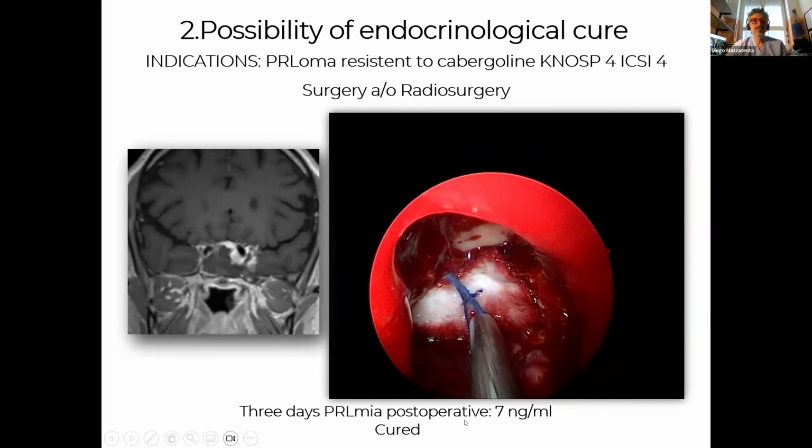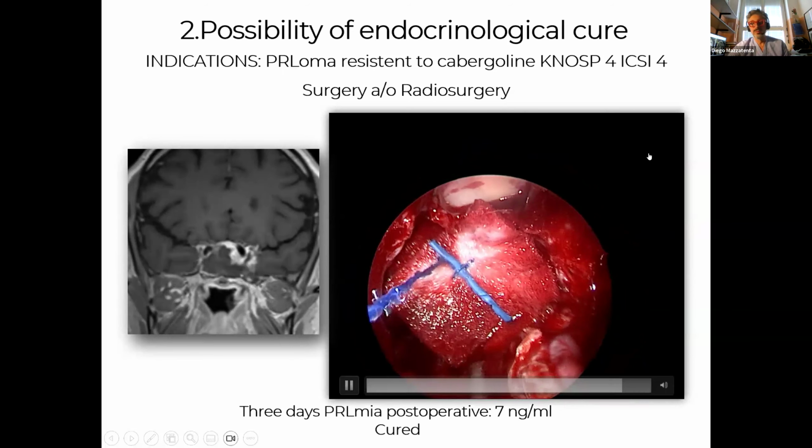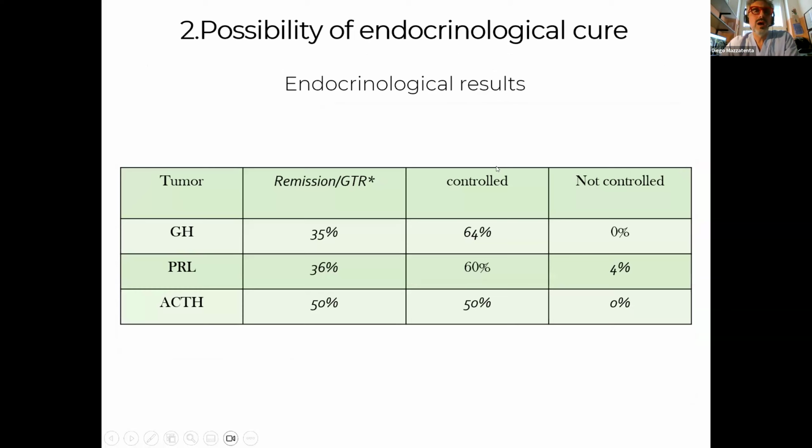7 nanograms. The patient was cured without using radiosurgery. Obviously, the endocrinological results are not so effective. We have to be honest. Remission and gross total removal were achieved in very few cases, and Professor Genot showed there is a big difference between grade 3B and 4 of the Knosp classification. In the other localizations, such as 3A and 2, endoscopy could be more effective, also in secondary pituitary adenoma.